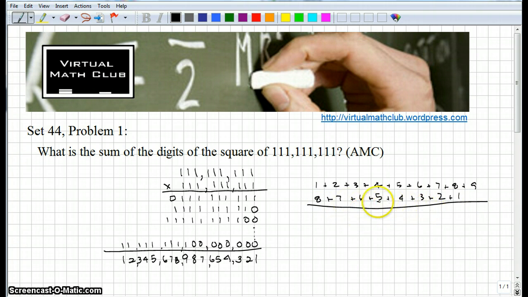The reason I write it like this is because I can pair numbers to make 9, right? So here we have 9. 1 and 8 is 9. 2 and 7 is 9. So essentially we've got a bunch of 9s that we need to add up. And how many 9s do we have to add up? Well, you can see there's 9 of them, because we have 9 across the top. So essentially that's 9 times 9, which is 81. And that is the sum of the digits of the square of 111,111,111.